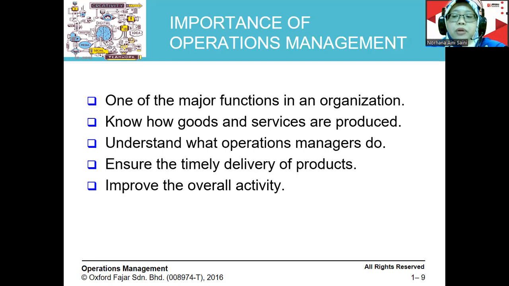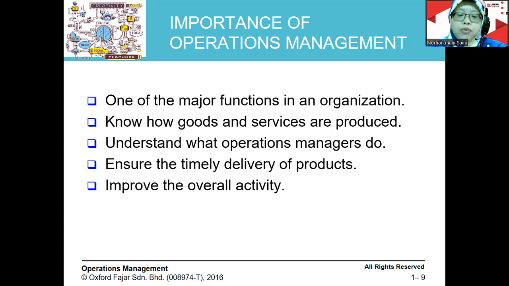And then number two, know how goods and services are produced. Why? Because you already have one of the components of operation management, which is goods and also services. So from there you can measure how many goods you want to produce, and how well, how good the quality of that product is. Next is understand what operation managers do, which is the roles and responsibilities of the operation manager. Next is ensure the timely delivery of the product.